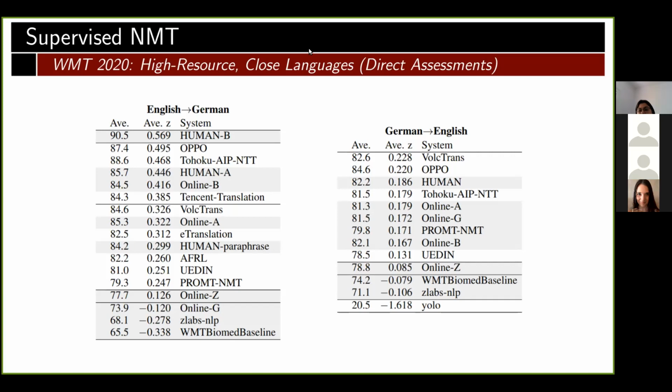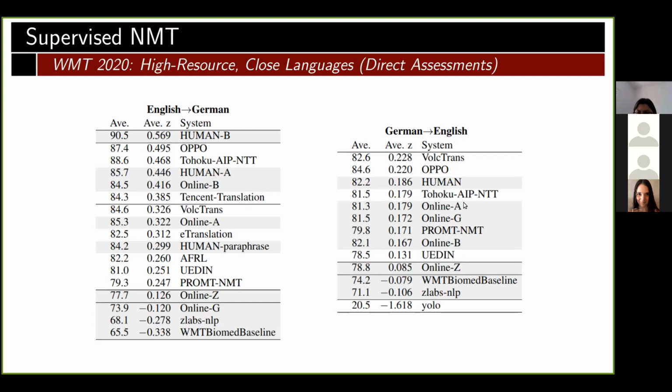If we go to the other direction, German English, we have the same with fewer participants, and something interesting happens, that is that the best translation is now a system, Volctrans. So humans, the reference that they have for this language pair, score lower than the best system. You see that all of them lie in the same block. That means that the statistical significance was not happening here. All of them are close enough.